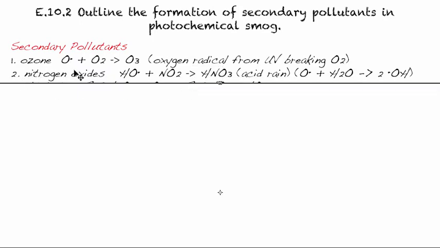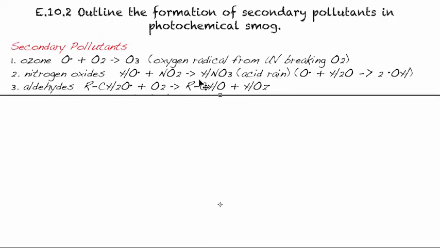For the second one, nitrogen oxides. So what we have here are what we call hydroxyl free radicals. And these hydroxyl free radicals are created again with these oxygen free radicals created from the sunlight breaking O2 reacting with our atmospheric water. And so when we end up with these hydroxyl free radicals, they can actually react with our nitrogen dioxide that's been formed in the atmosphere, and that can form our HNO3 or acid rain.